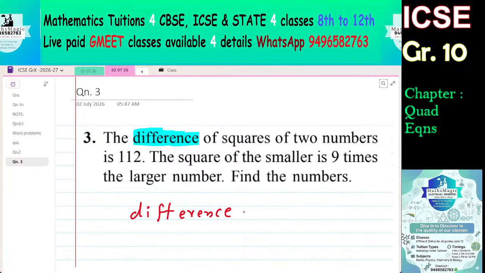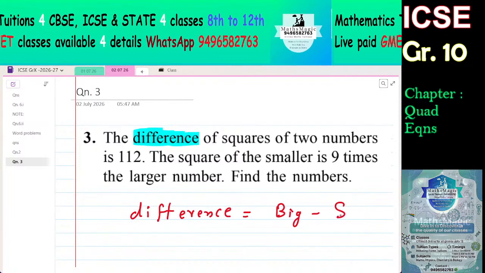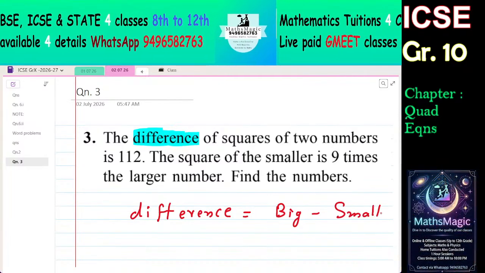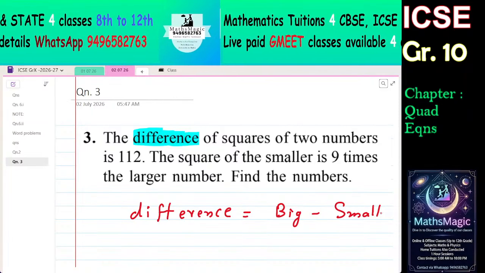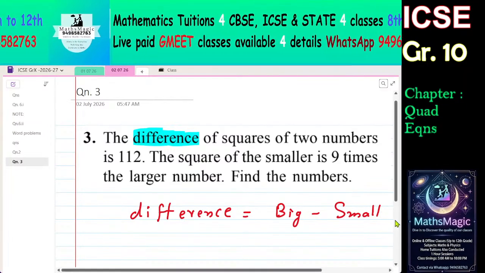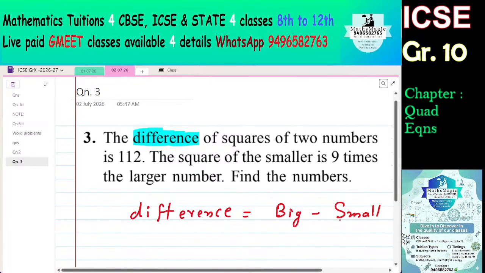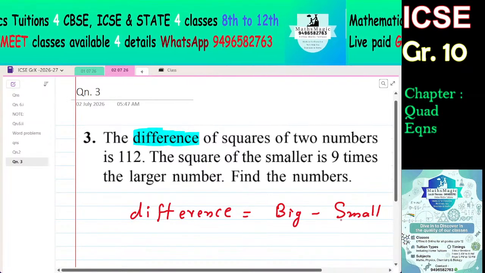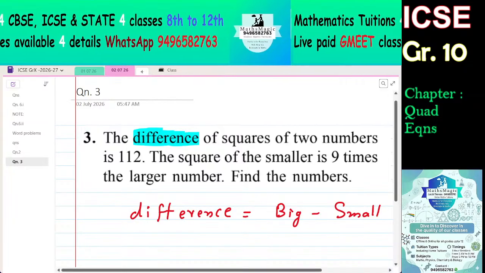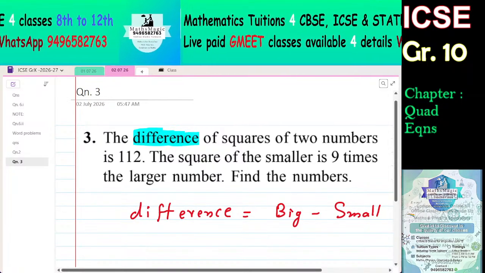Difference gives you big minus small. Subtraction can happen small minus big or big minus small. But difference is always positive. That is big number minus small number. Those who have overcome that confusion can move ahead.